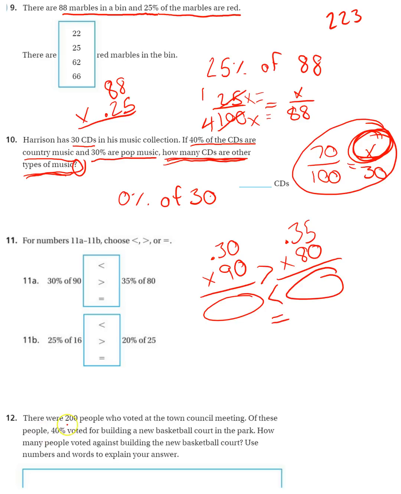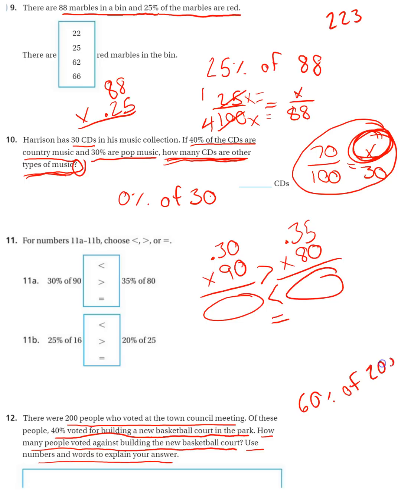Number 12, there are 200 people who voted at the town hall council meeting. Of those, 40% voted for building a new basketball court in the park. How many people voted against building the basketball court? Use numbers and words to explain your answer. So if 40% voted for it, that means 60% voted against it. So you're trying to find 60% of 200, and now you're solving it just like we've solved all the rest of the problems on this page.